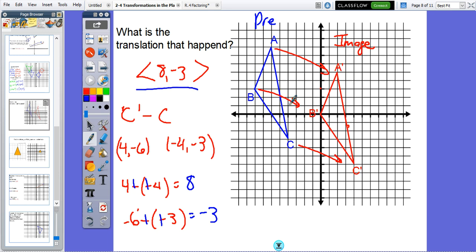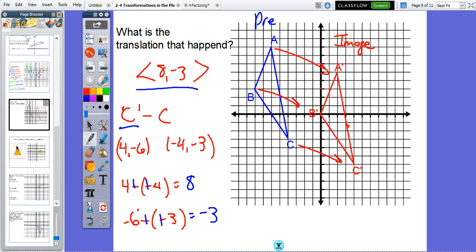So if you have the image, just count over and down, over, up, however you go. But if you don't have those, you just got coordinates, you're going to have to do a little bit of math here. So remember, it's always the C prime coordinates minus the original coordinates, the pre-image coordinates. All right, that's translations in a nutshell.